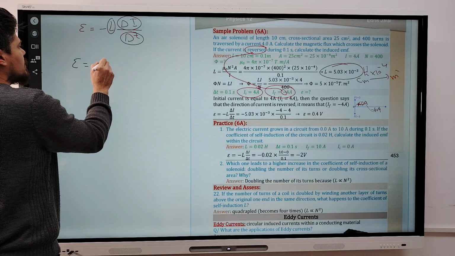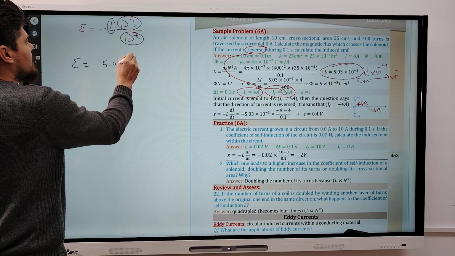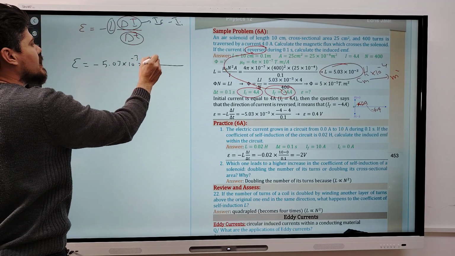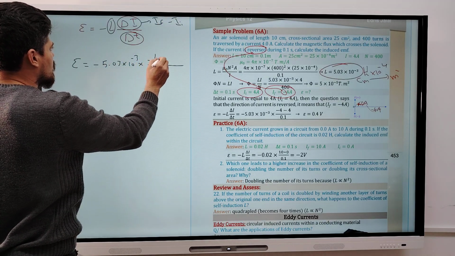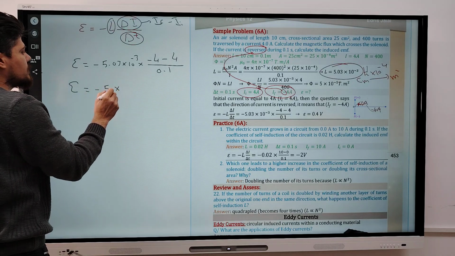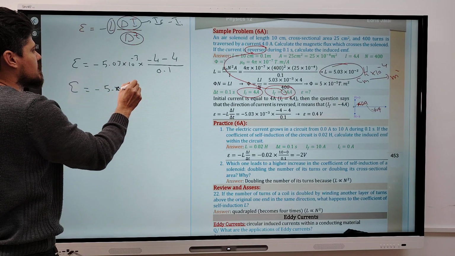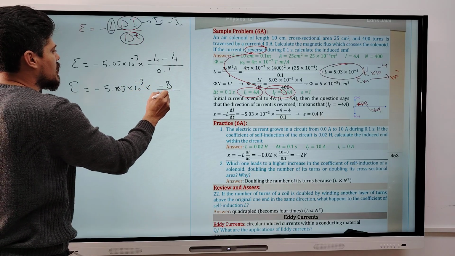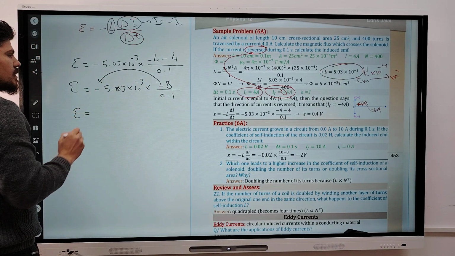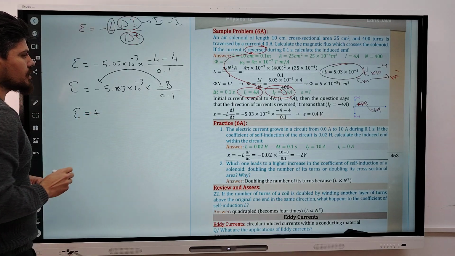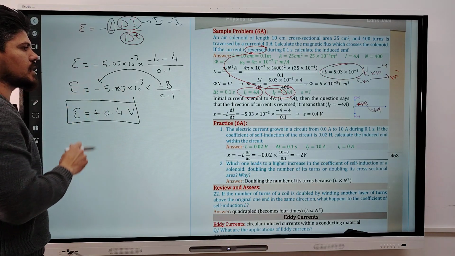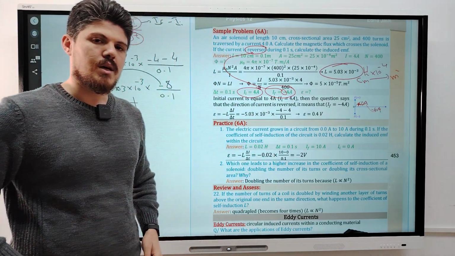Okay. So you can replace. EMF is equal to what? Negative 5.03 times 10 power negative 3. Delta I is equal to I final minus I initial. I final is negative, please don't forget this negative. Negative 4 minus 4 over 0.1. E is equal to negative 5.03 times 10 power negative 3 times negative 8 over 0.1. Negative times negative is positive. So that is why EMF should be positive. Positive what? 0.4 volts. This is the induced EMF.